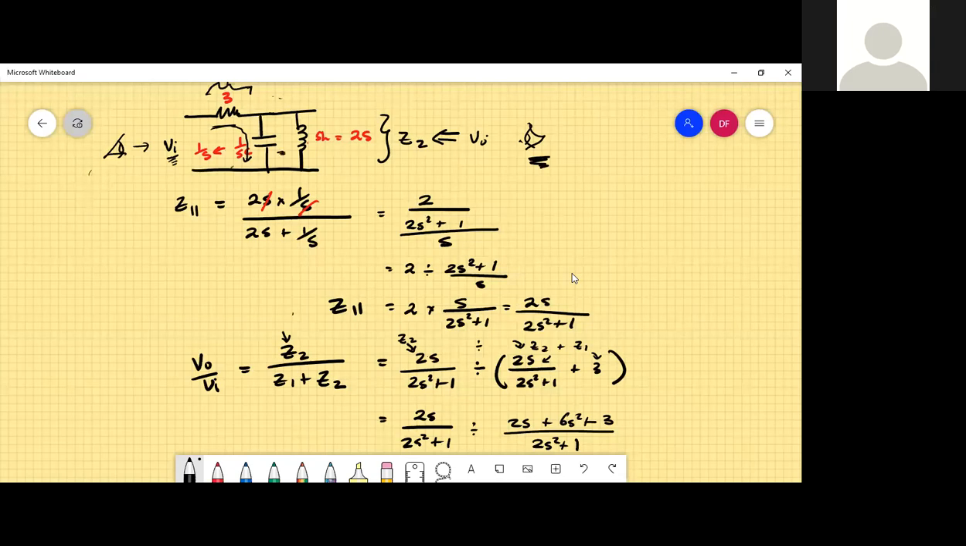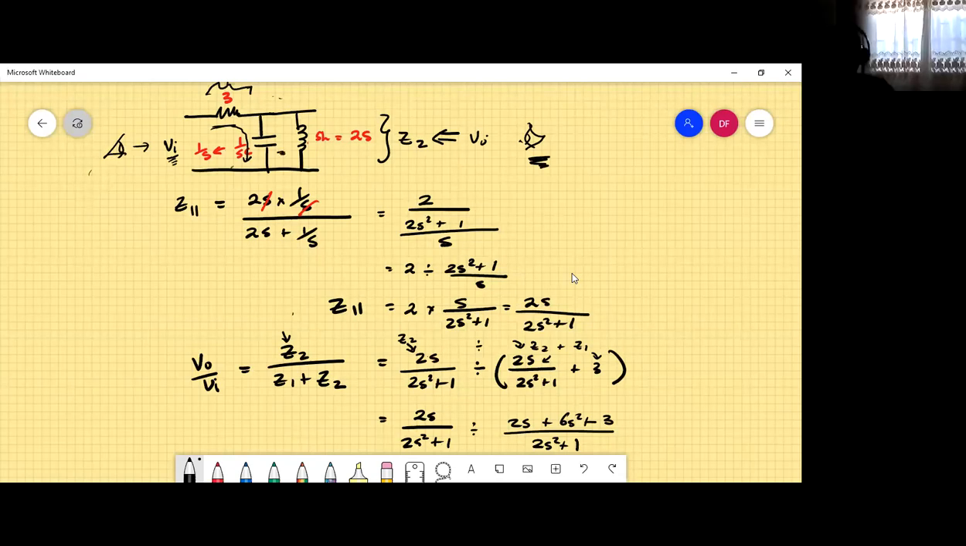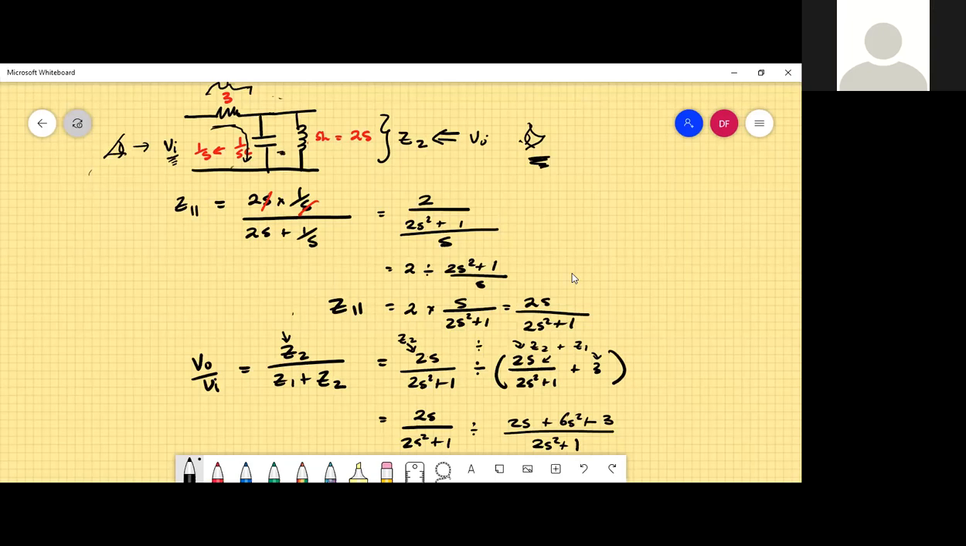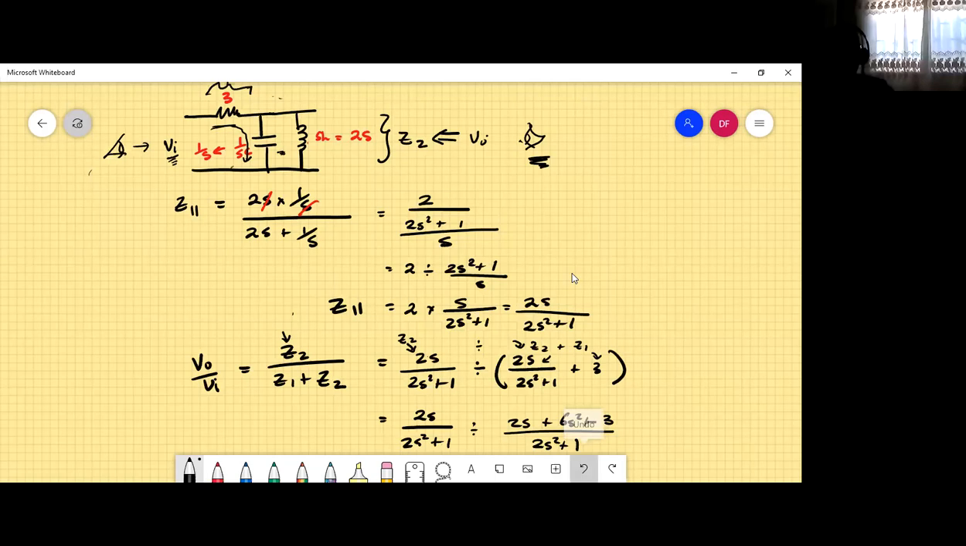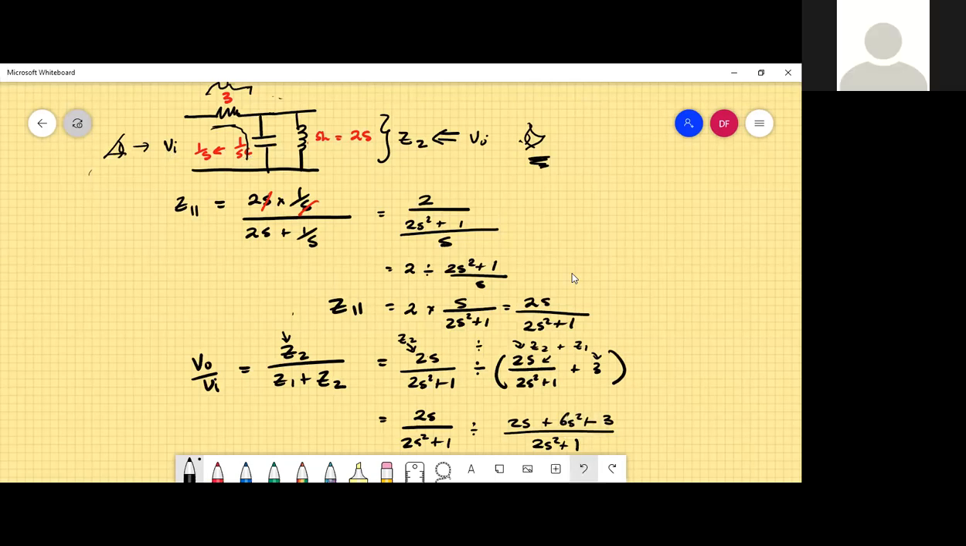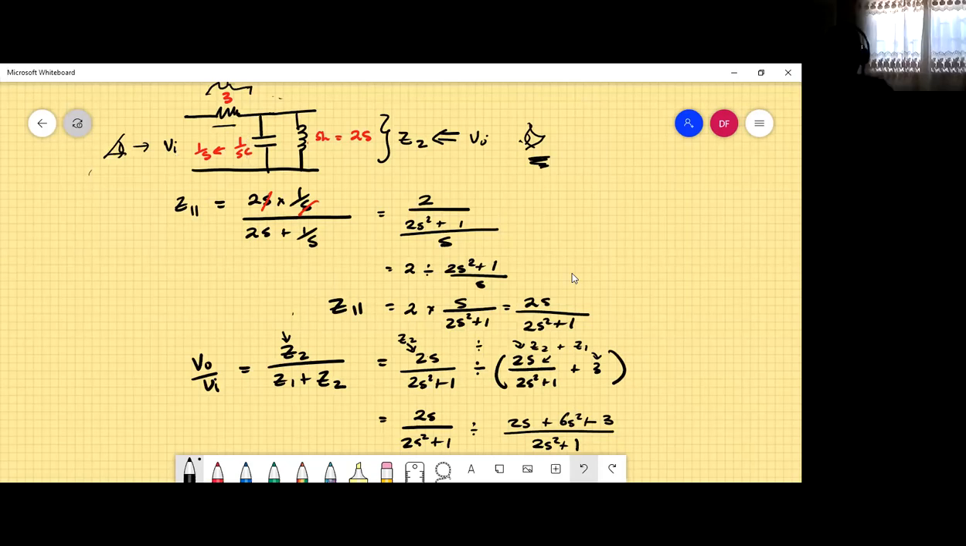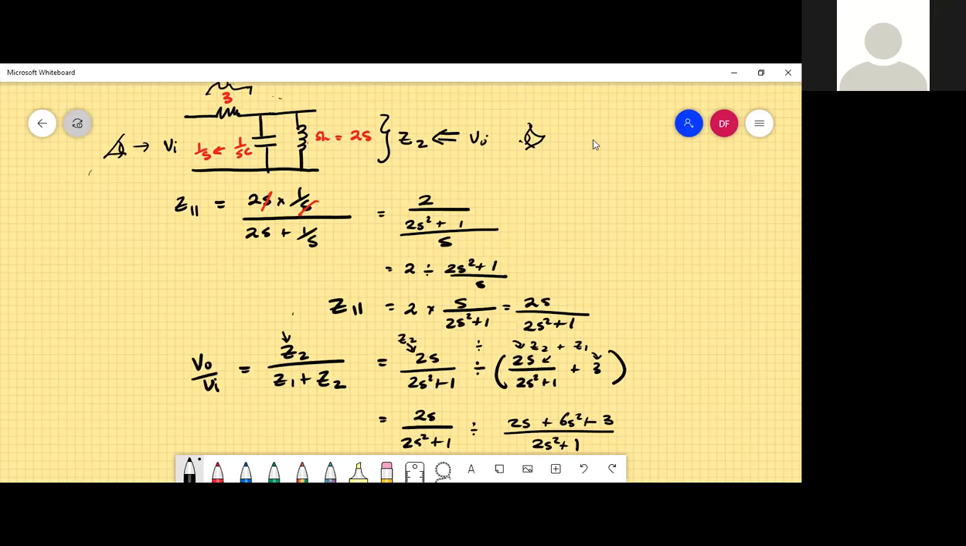Oh, okay, sir. So the input is not the output, the input is everything. Yes, and the output is across where you take it. It is where I'm looking to take the voltage. Okay, okay, sir. All right, so this is my transfer function.